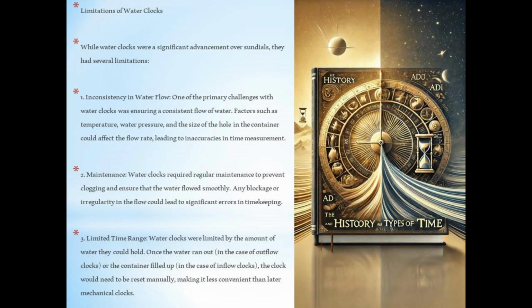Number 2. Maintenance. Water clocks required regular maintenance to prevent clogging and ensure that the water flowed smoothly. Any blockage or irregularity in the flow could lead to significant errors in timekeeping. Number 3. Limited time range. Water clocks were limited by the amount of water they could hold. Once the water ran out in the case of outflow clocks, or the container filled up in the case of inflow clocks, the clock would need to be reset manually, making it less convenient than later mechanical clocks.